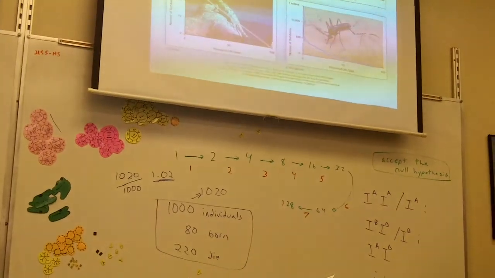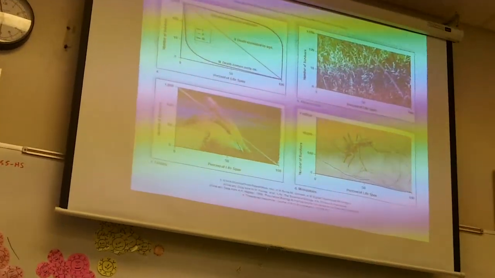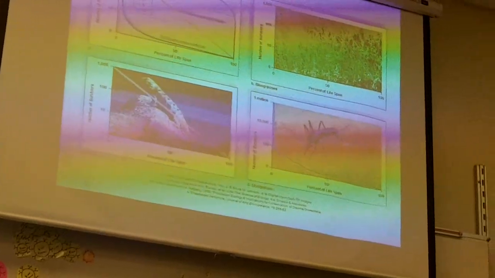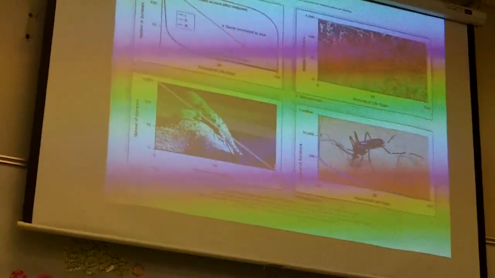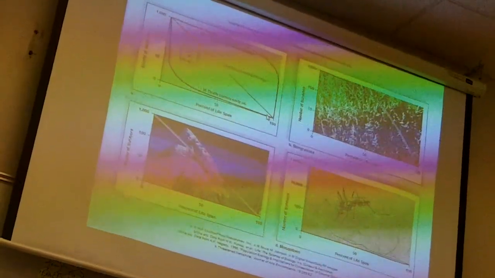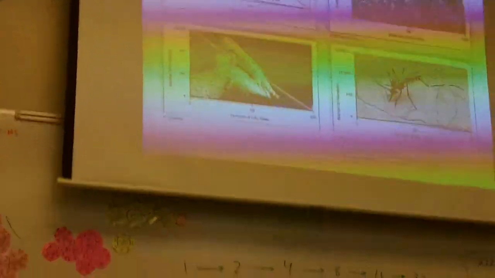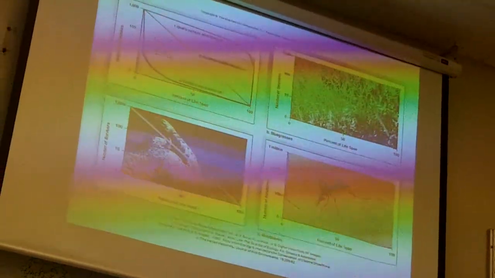We were talking about populations last time and how populations change over time. And these are what are called survivorship curves. You might see these on an AP test. A survivorship curve works like this.